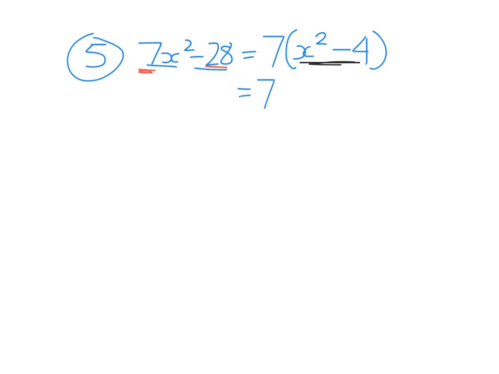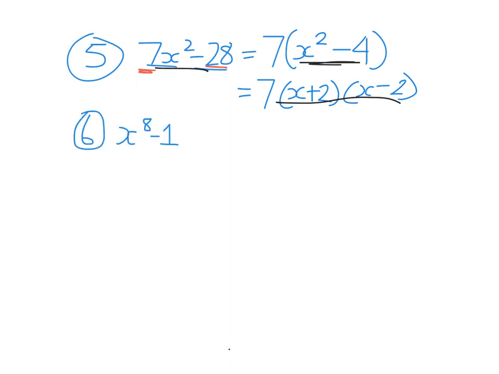So I can factorize this further. So I've still got my 7. So to factorize what's underlined in black, difference of two squares, two brackets, square root the first, square root the second, one gets a plus, one gets a minus. So if you expand this using FOIL, you get that. How easy is that? Let's go on to question 6.